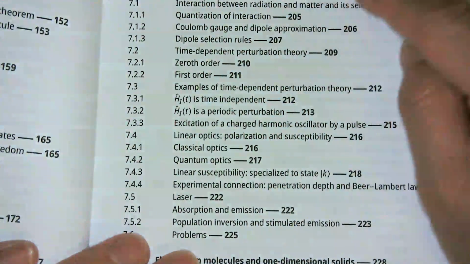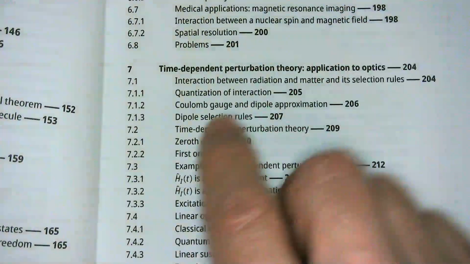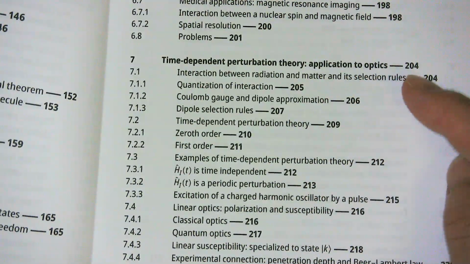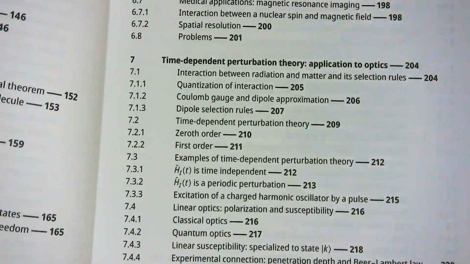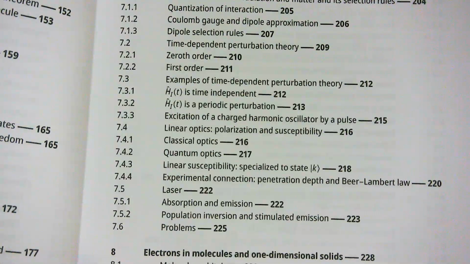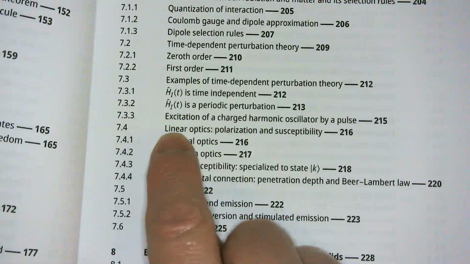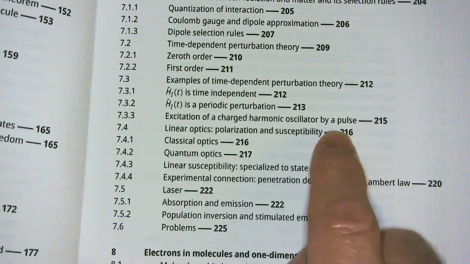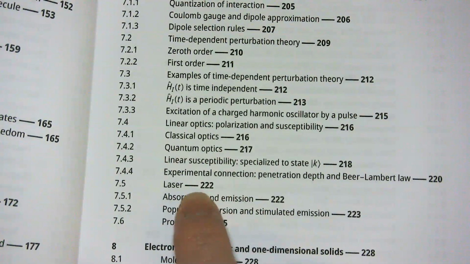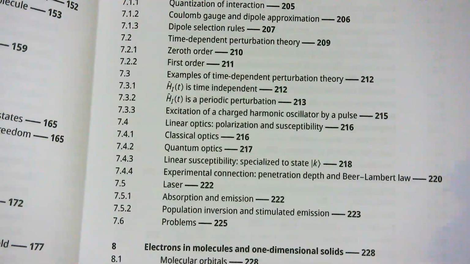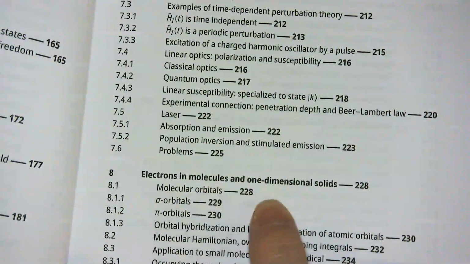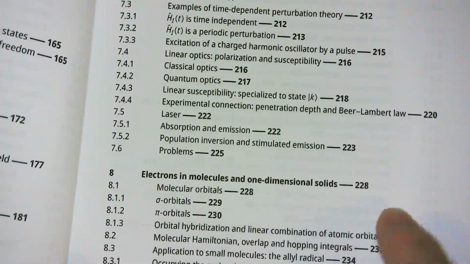After chapter number 6, we move on to time-dependent perturbation theory. In particular, we apply it to optics, and we found this is really attractive for our students. What is unique in our book? We have linear optics, which is the bulk of it, and we also discuss the laser as well. The laser is quantum mechanical, and chapter 8 essentially covers the molecules, electrons in the molecules, and one-dimensional solids.